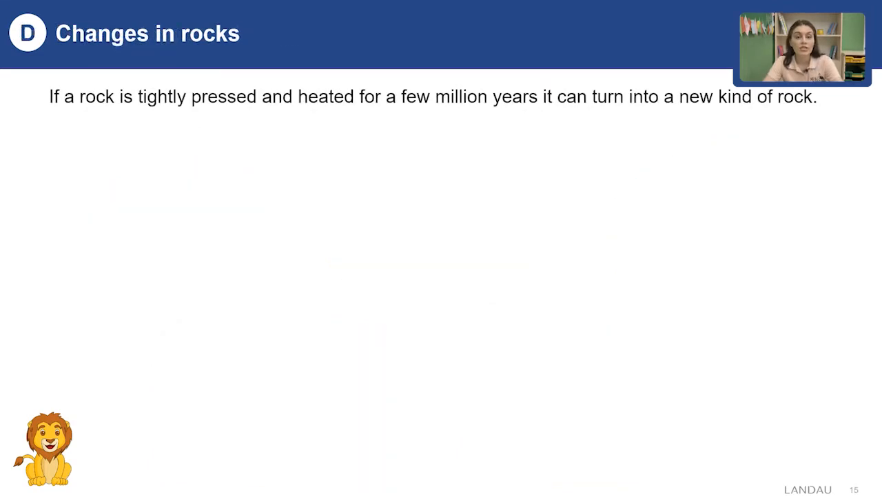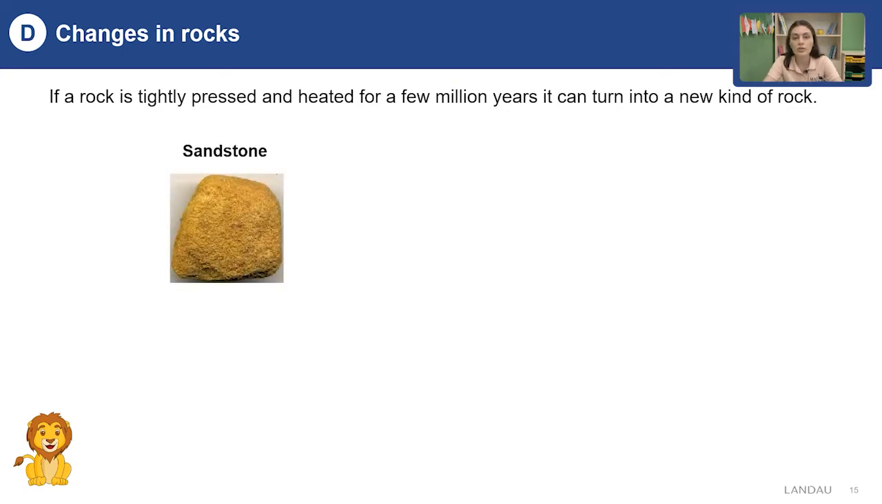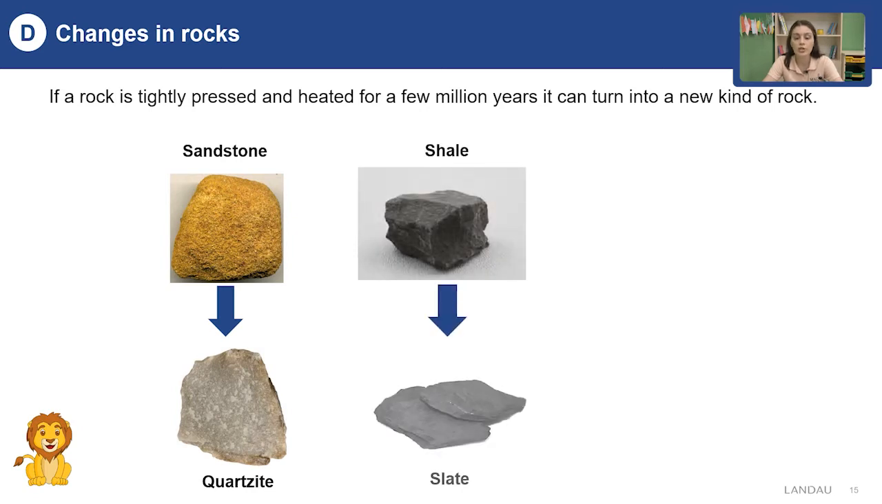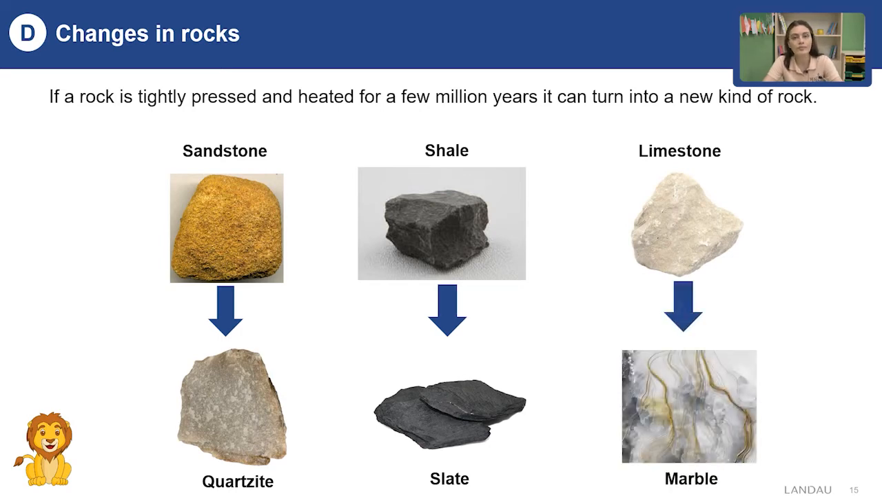Guys, some change can happen to rocks over time. If a rock is pressed tightly and heated for a few million years, it can turn into a new kind of rock. It can happen to rocks like sandstone. Sandstone can turn into quartzite. Shale can turn into slate. And finally, limestone can change into marble.